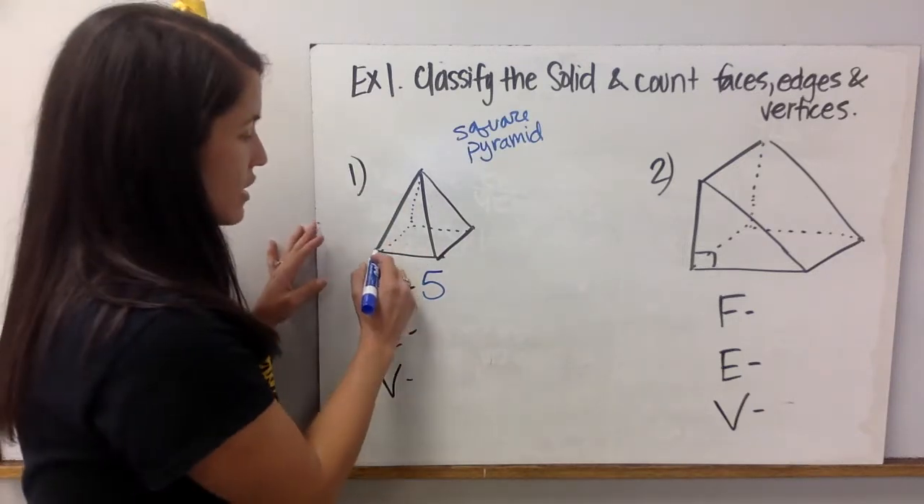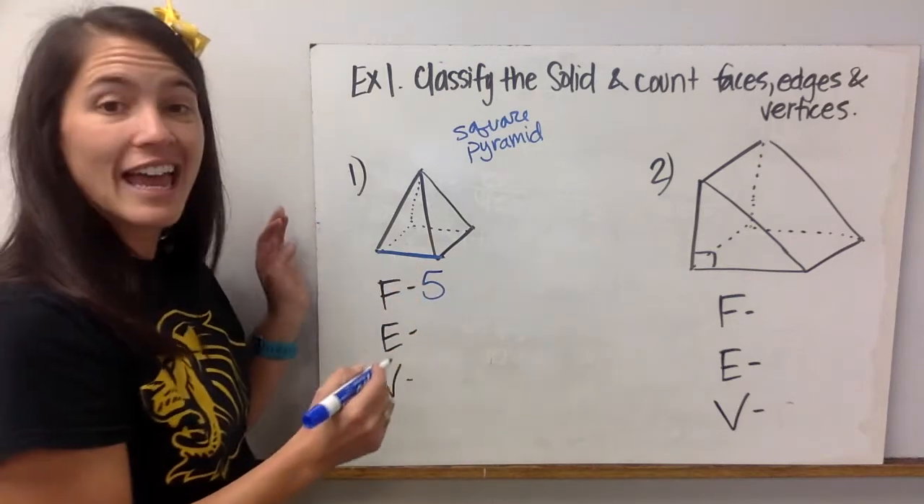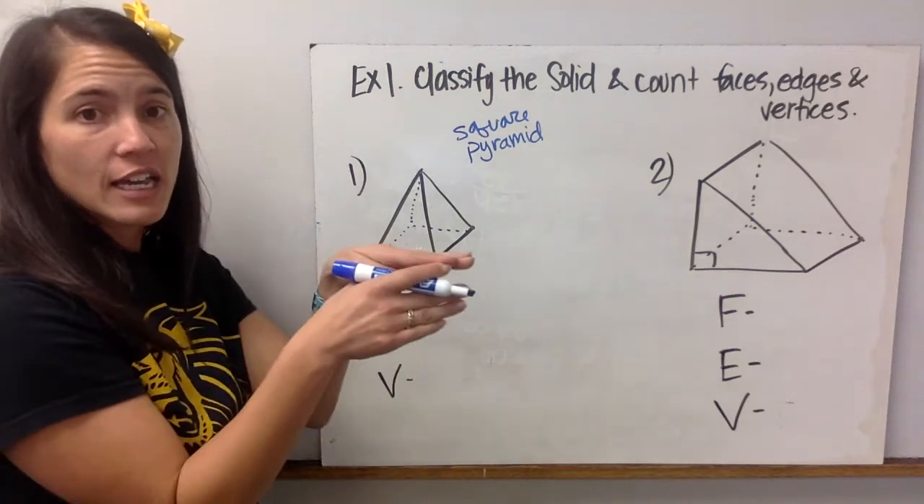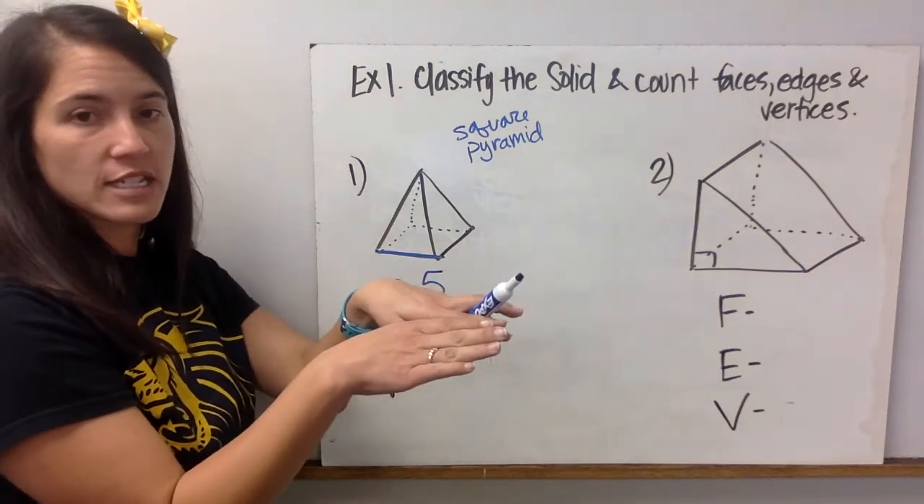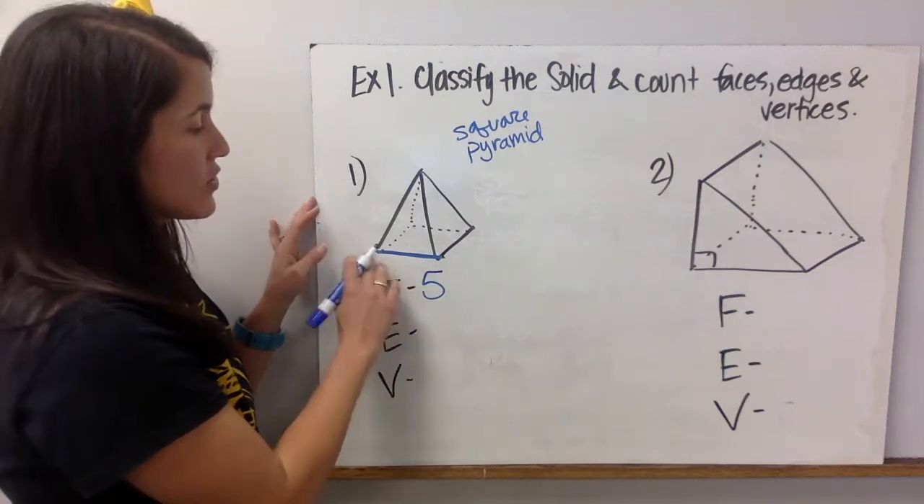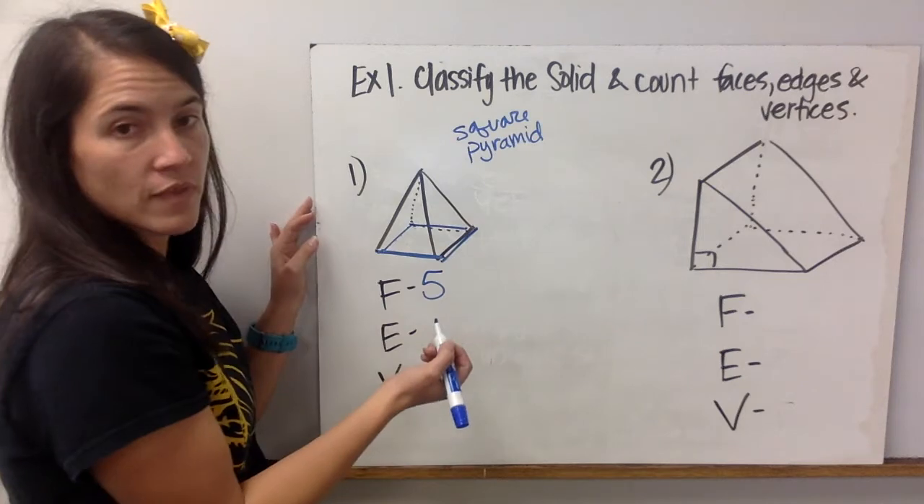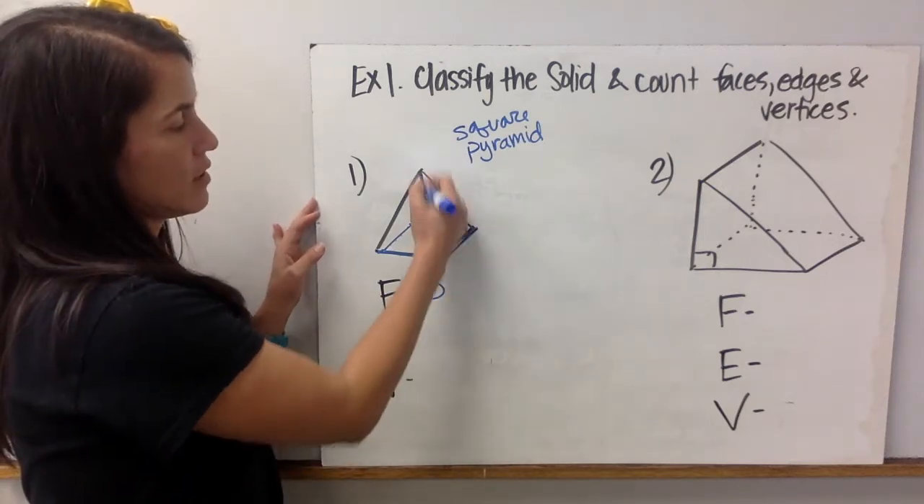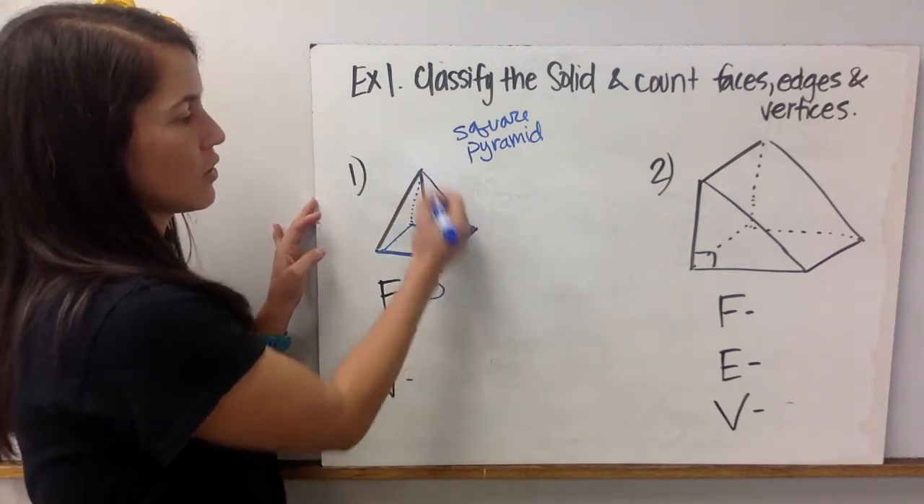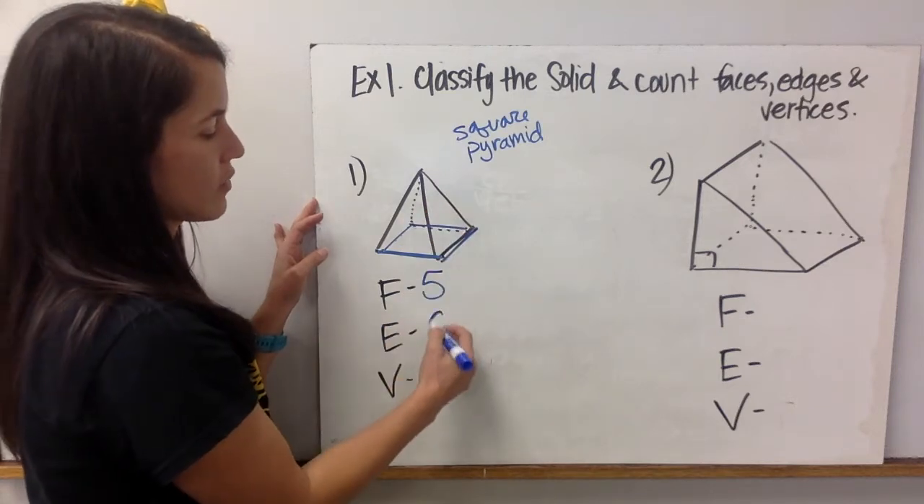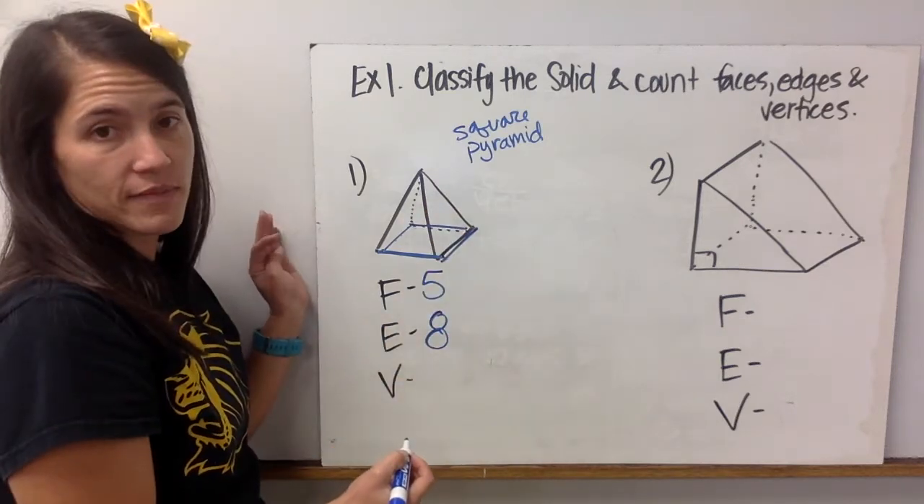Edges are these lines right here. So I'm going to highlight that blue. An edge is where two faces connect. An edge is where you take two faces and they connect and they make that line. So we have 1, 2, 3, 4 along the base. And then we have 4 for the 4 faces. 1, 2, 3, and then this dotted line right there. So 8 edges.